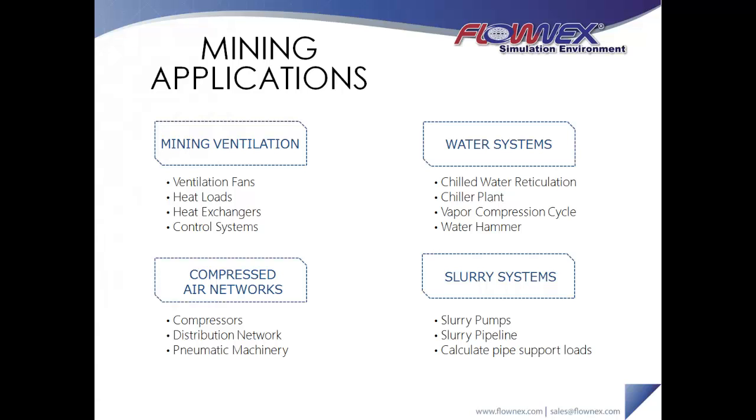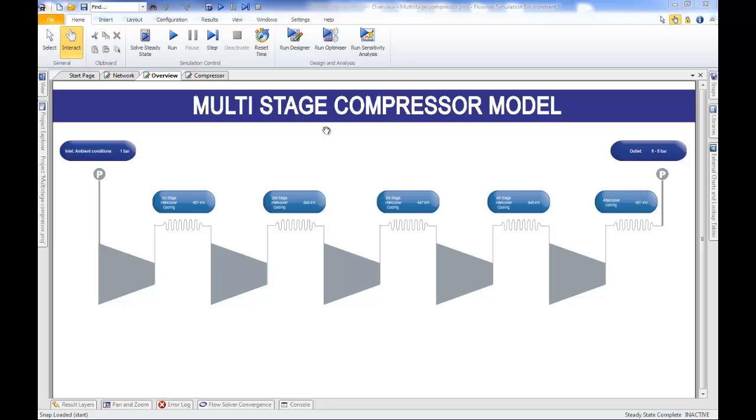The first example I'm going to show you in this video is of a multi-stage compressor that may be used to power pneumatic mining machinery. Here you can see a schematic of the compressor, which is comprised of 5 stages that are connected by intercoolers. In this model we will be adjusting the compressor inlet guide vane angle in order to achieve a desired compressed air mass flow rate and outlet pressure.